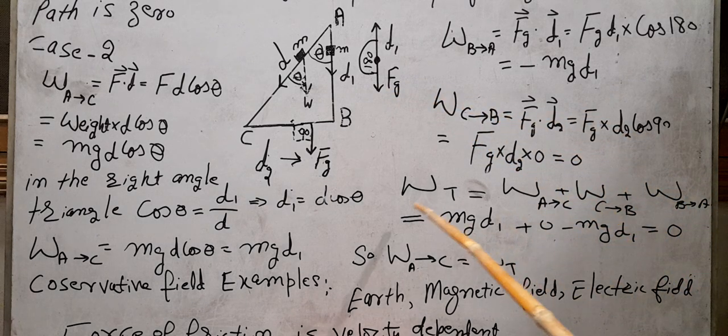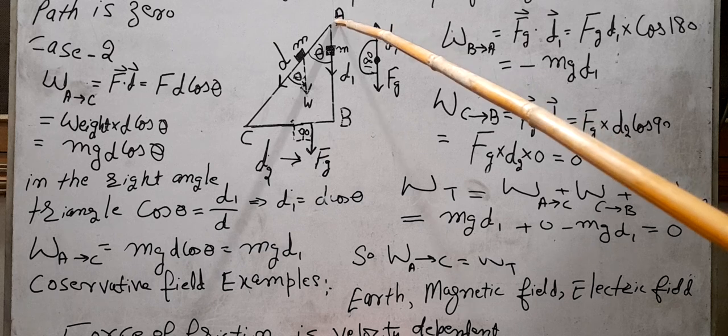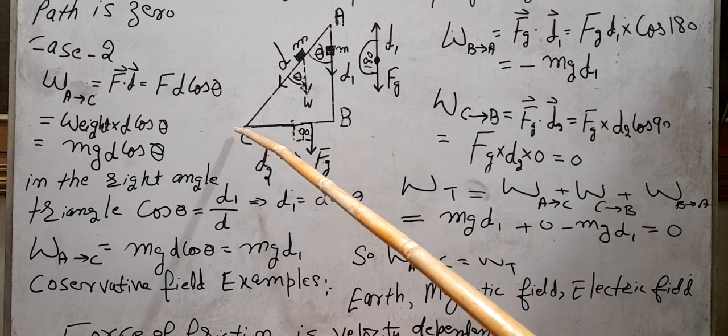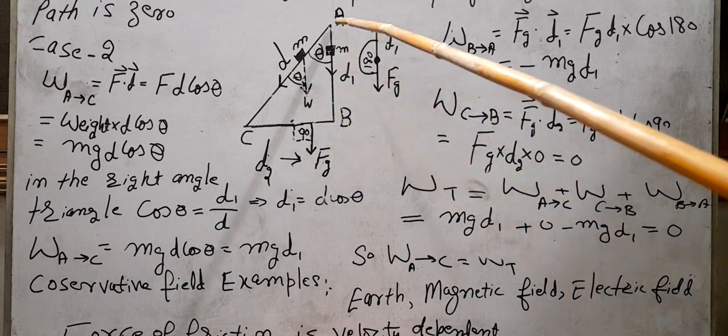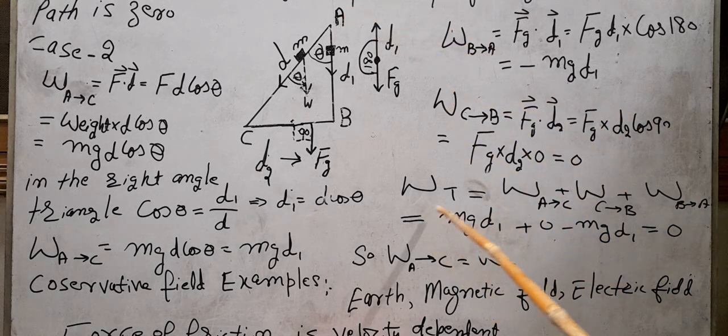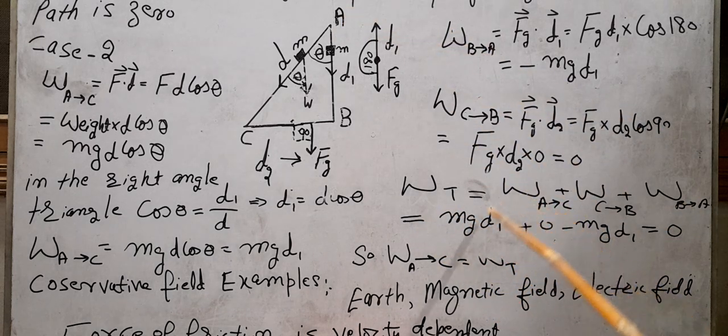Now we calculate the total work done in moving the body from A to C, C to B, and again B to A by the Earth's gravitational field, which is equal to mg d1, plus 0, and minus mg d1. So the total work done in a closed path is equal to 0.